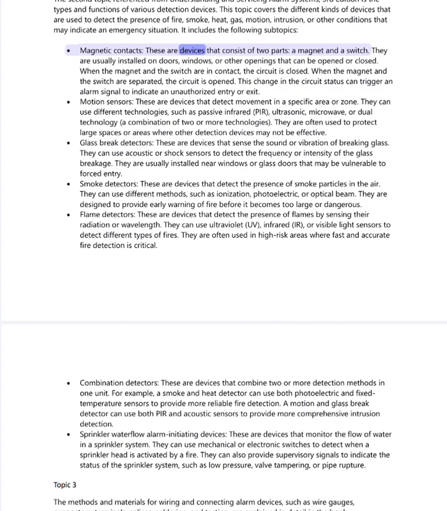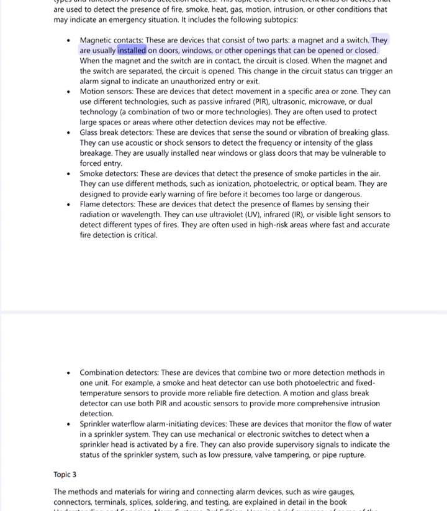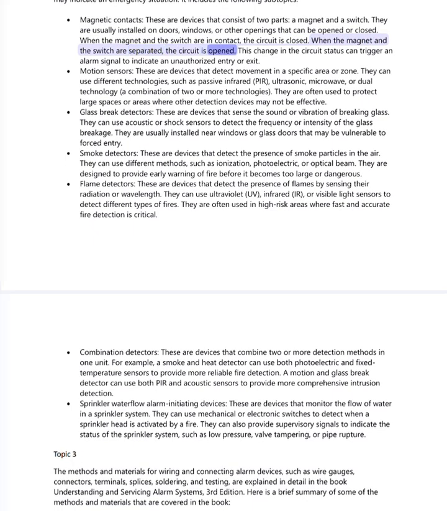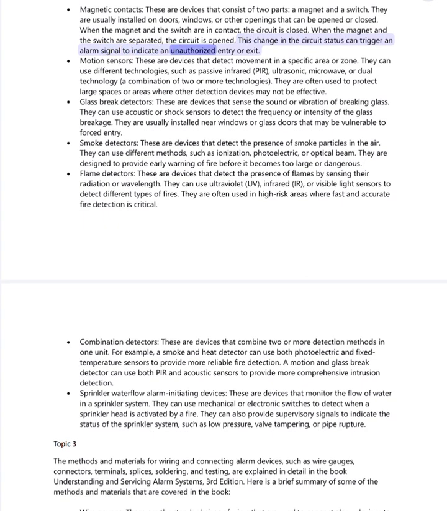These are devices that consist of two parts, a magnet and a switch. They are usually installed on doors, windows, or other openings that can be opened or closed. When the magnet and the switch are in contact, the circuit is closed. When the magnet and the switch are separated, the circuit is opened. This change in the circuit status can trigger an alarm signal to indicate an unauthorized entry or exit.